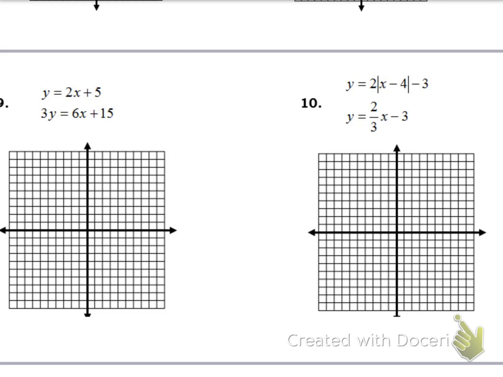Okay, my next one we're starting at 5. 1, 2, 3, 4, 5. I can go right or up 2 to the right 1, keep them positive, or I could go down 2 to the left 1. And connect it.